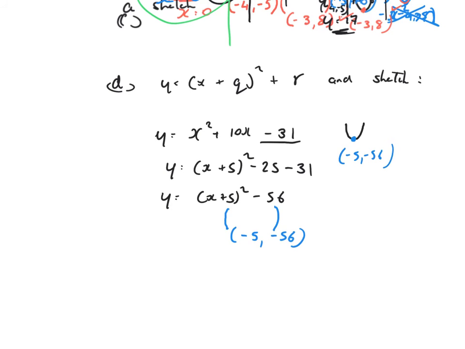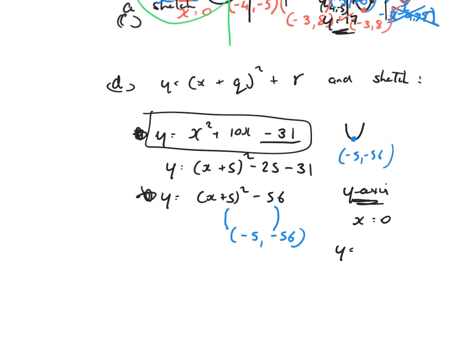We're now going to check the y-axis, and it's always true again, the y-axis, and that's that x is equal to 0. So now we can sub x equals 0 in here or in here, it doesn't matter. So let's throw it into here, y equals 0 squared plus 10 lots of 0 minus 31. 0 plus 0 minus 31 is minus 31. I can now make the sketch.